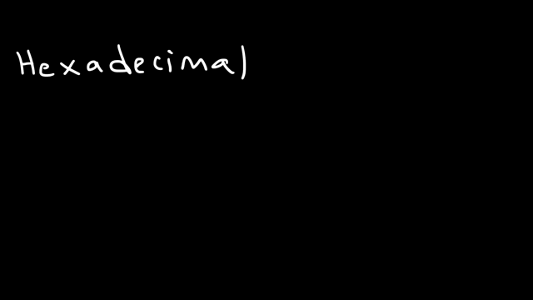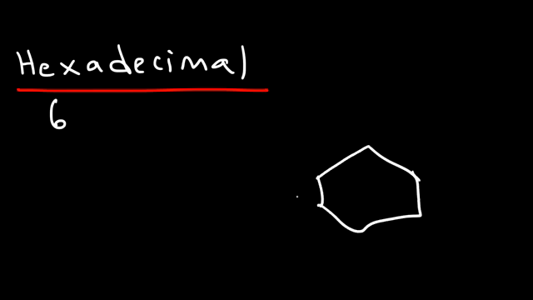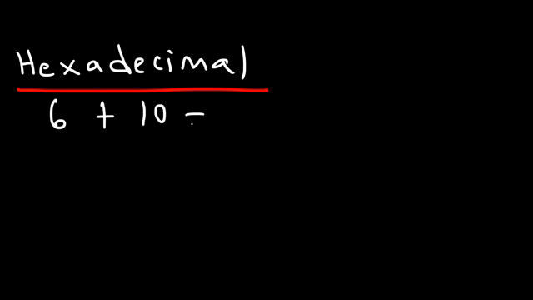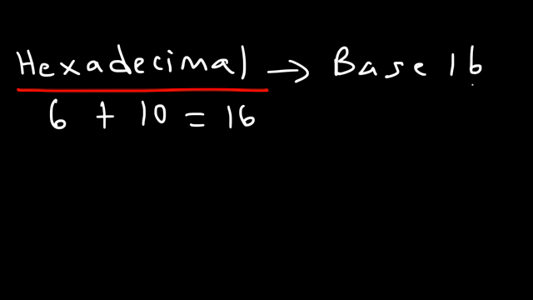Next, we have the hexadecimal system. Now, what is meant by the prefix hexa? Hexa, think of a hexagon. A hexagon has 6 sides, and so hexa means 6. We know decimal corresponds to 10, and so 6 plus 10 will give us 16. Therefore, the hexadecimal system is a base 16 system.